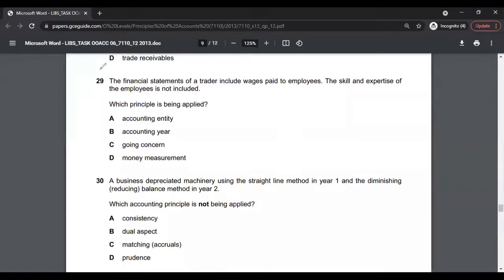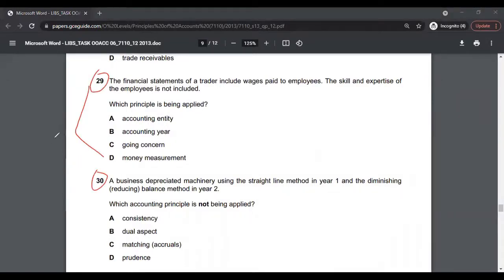Multiple choice 29 and 30, they both are from accounting principles. In other words, I would like to highlight the importance of accounting principles. You will always see at the end either 1 to 2 questions on accounting principles. So knowing accounting principles is clearly important.